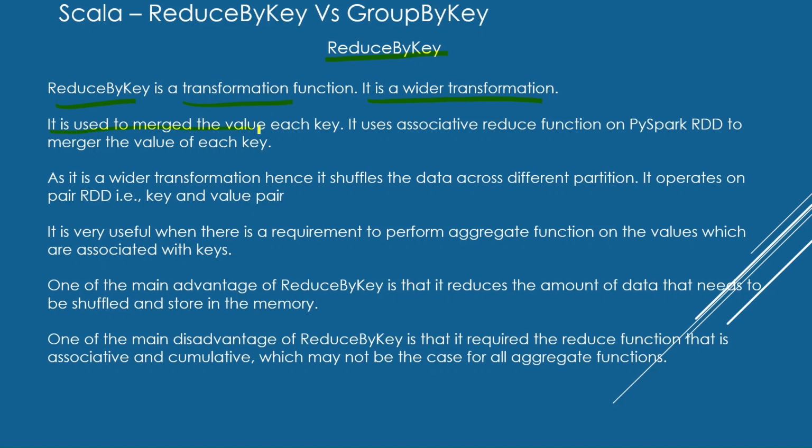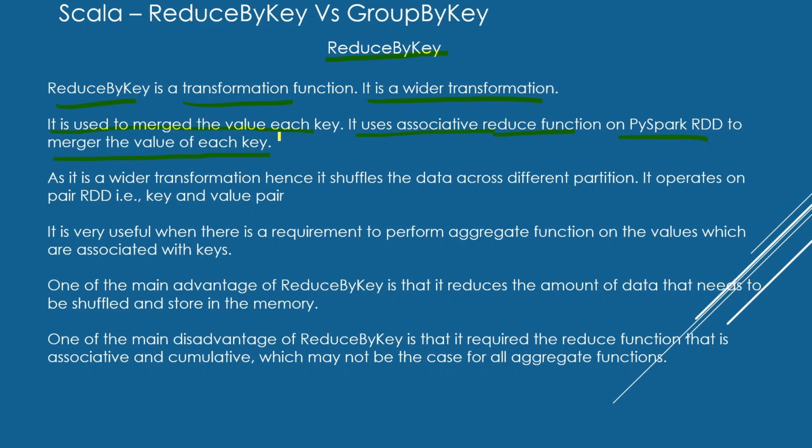It is used to merge the value of each key. It uses an associative reduction function on the PySpark RDD to merge the value of each key. What does it mean? It means that it is going to merge the value of each key with the help of an associative reduction function. So, for instance, suppose in an RDD there are 10 different keys present, and the number of records may be 1000, but the unique keys are 10 only.